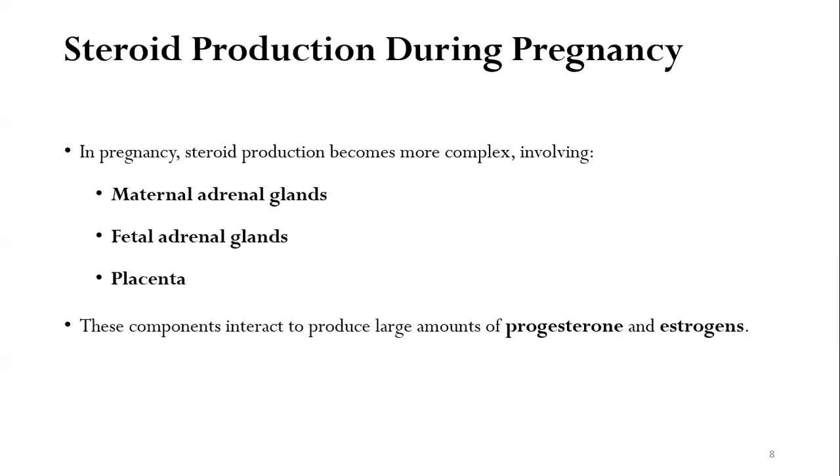Now, how are steroid hormones produced during pregnancy? In pregnancy, the production of steroid hormones becomes more complex, and it involves the maternal adrenal glands, the fetal adrenal glands, and the placenta. These three components interact among themselves to produce large amounts of progesterone and estrogens. These hormones are required for supporting and sustaining the pregnancy.